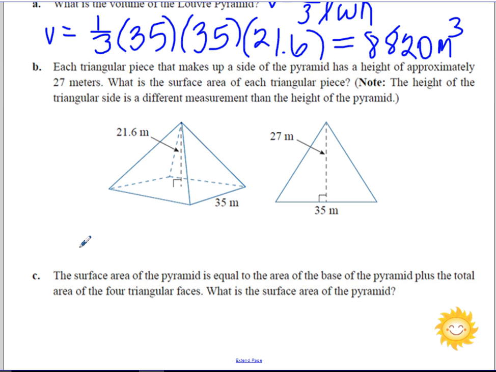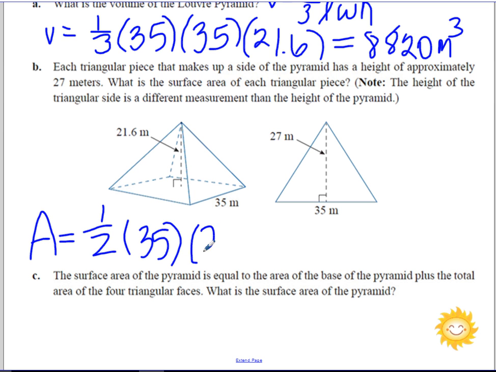And so we know that the area is 1/2 times the base, which is 35, times the height, which is 27, and that gives us 472.5 square meters for each side.